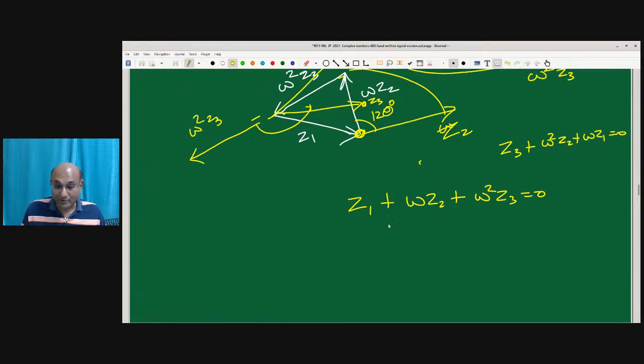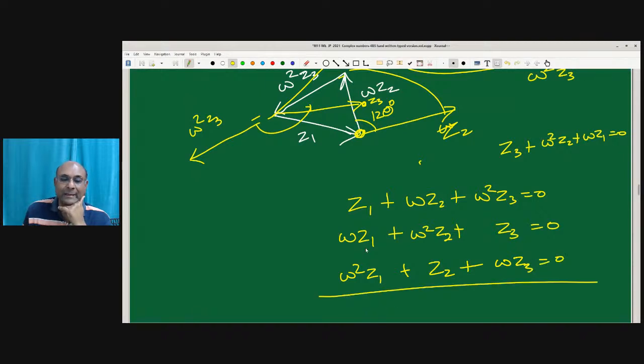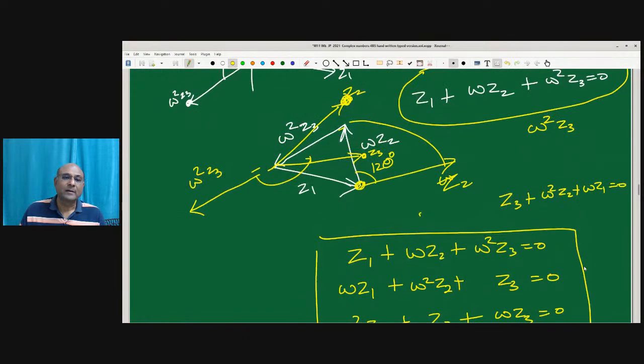I only made the question, but now I forgot what I did at the time. Multiply by omega: Z1 plus omega square Z2 plus omega cube, which is just 1, Z3 is 0. Again multiply by omega square Z1. That doesn't help us. Of course, it will be 0. Because basically I was looking at what I will get. If I add them, though, I'll get 0 times Z1 plus 0 times Z. That's not helpful. Unfortunately, I have to use this. Okay.